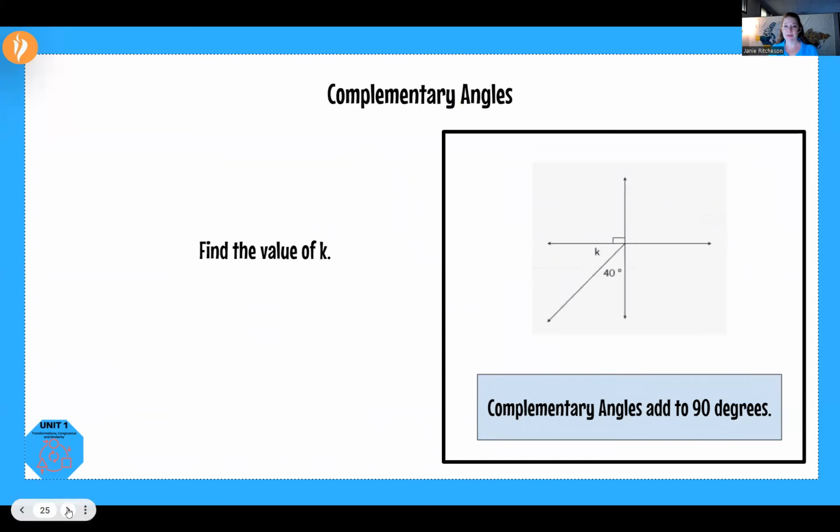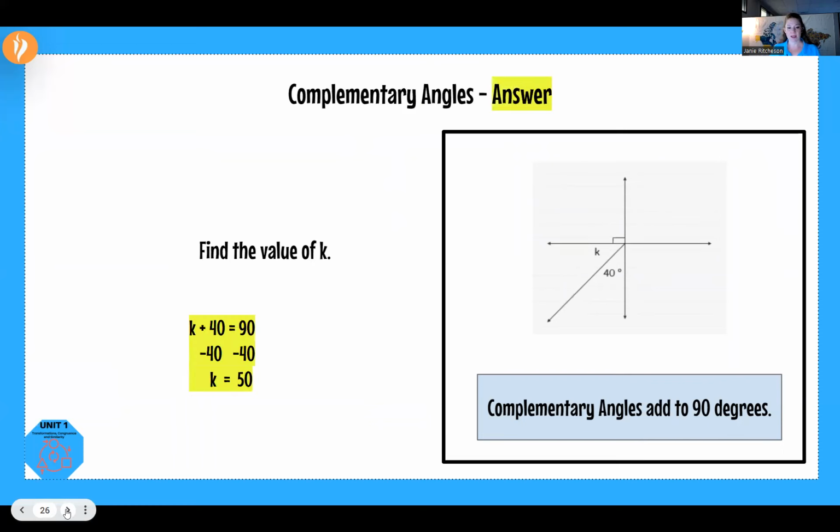Can you guys pause the video and find the value of K? So if you set up an equation, you would say K plus 40 equals 90 degrees. You subtract 40 from both sides of the equal sign, and that tells you that the measure of K is 50 degrees. I bet you guys got that right.